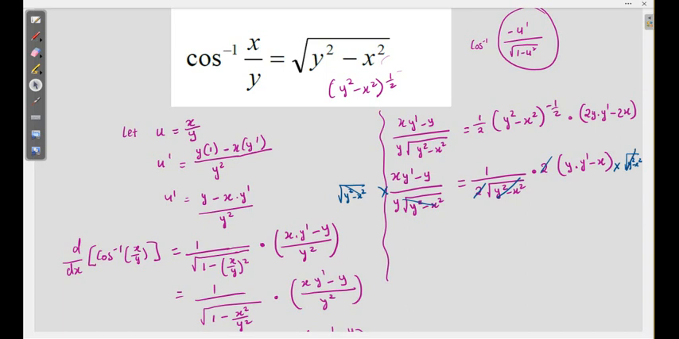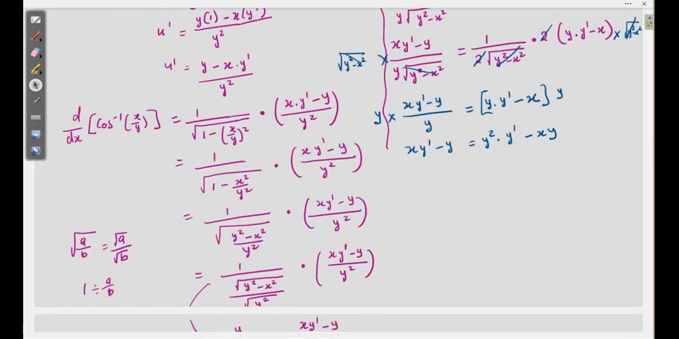What are we left with now? We're left with xy prime minus y all divided by y is equal to simply y times y prime minus x. As long as you see a denominator, you can multiply everything by the denominator. Multiply by y, and then this you can also multiply by y to have xy prime minus y is equal to y squared times y prime minus xy.